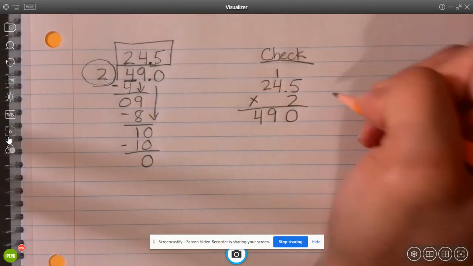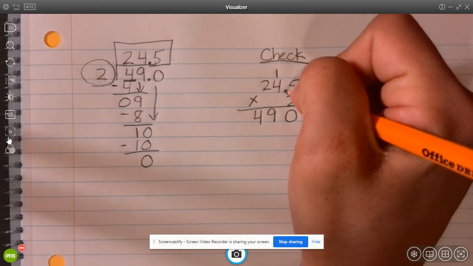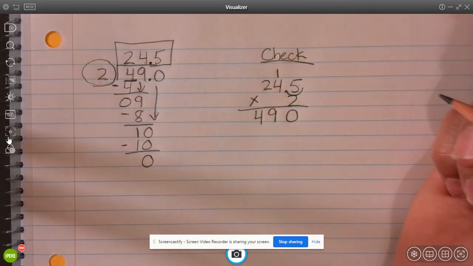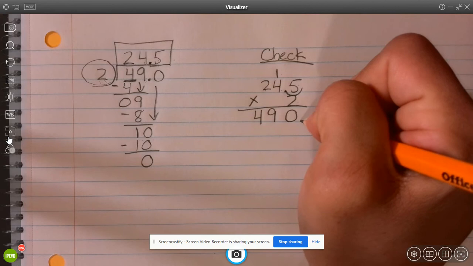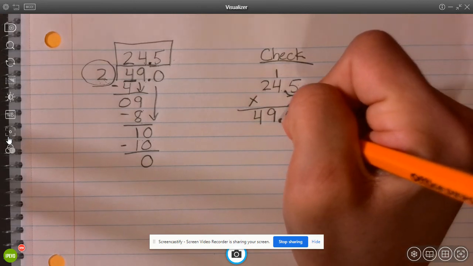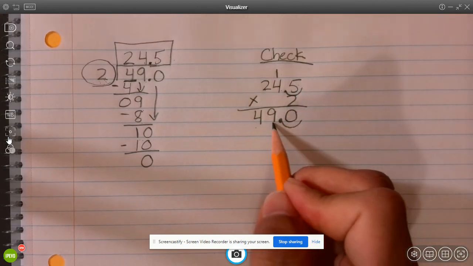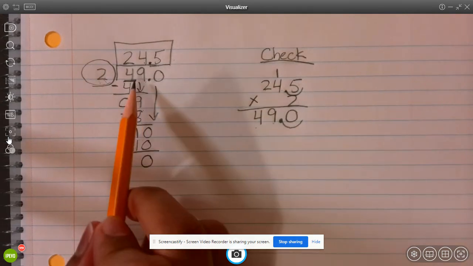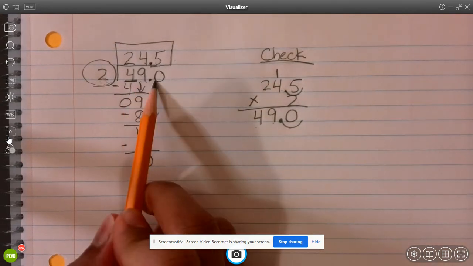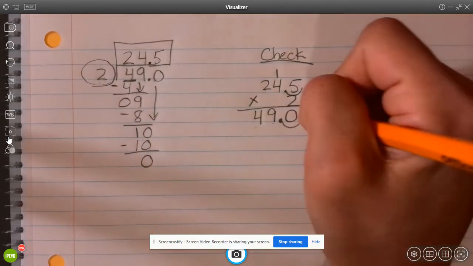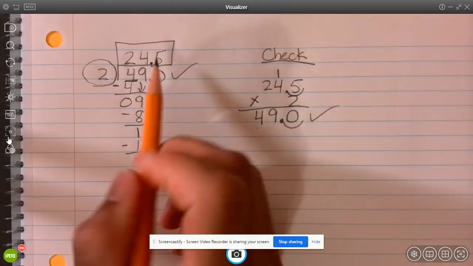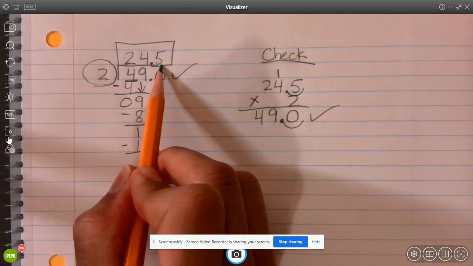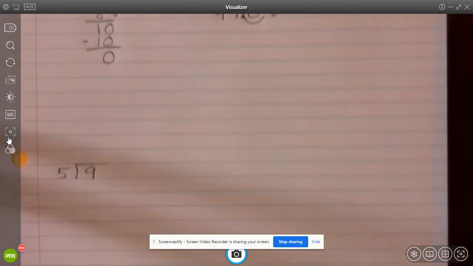Now I have a decimal that I have to move over 1 time. So I start my decimal at the end, I move it over 1 time. My answer is 49. And does that match my dividend? 49? Yes, it does. So that checks off. 24 and 5/10 is the correct answer. Let's do another example together.